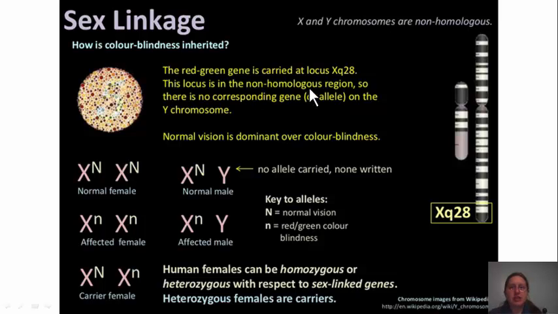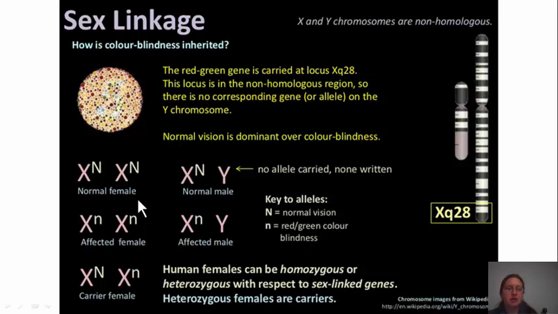The red-green gene is carried at locus X for the X chromosome, lower arm Q, and at spot 28. This locus is in the non-homologous region, as you can see here, so there's no corresponding gene or allele on the Y chromosome. Normal vision is dominant over color blindness.